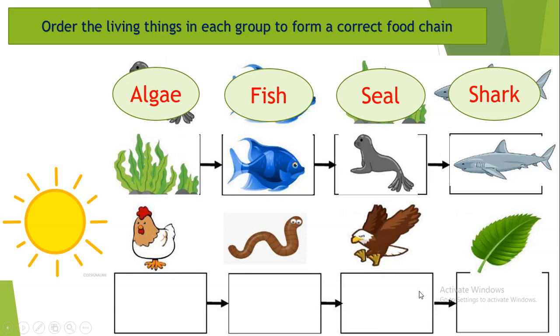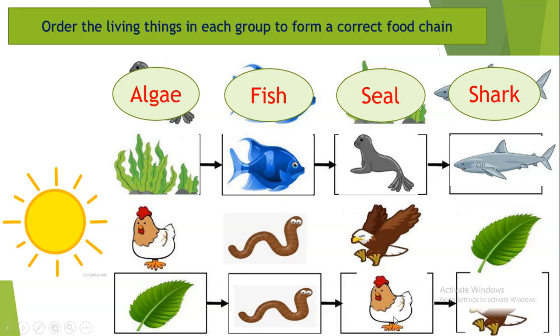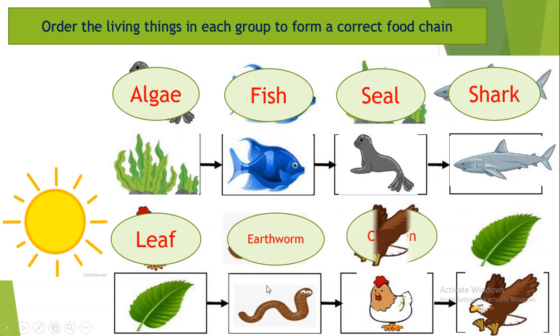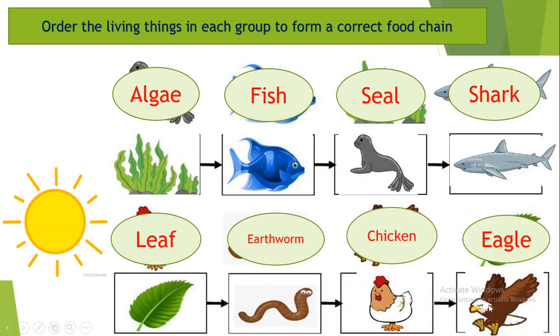Try to do the second group by yourself. I'll give you time. The sun is already there. What do you think? Leaf, earthworm, chicken, eagle. Again, sun, leaf, earthworm, chicken, and finally the eagle.